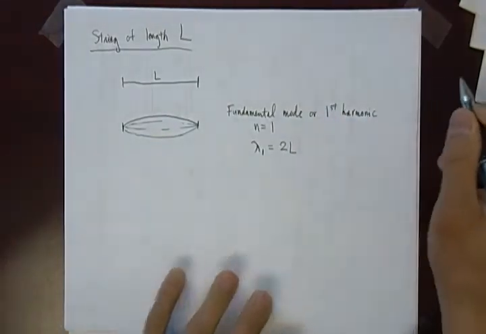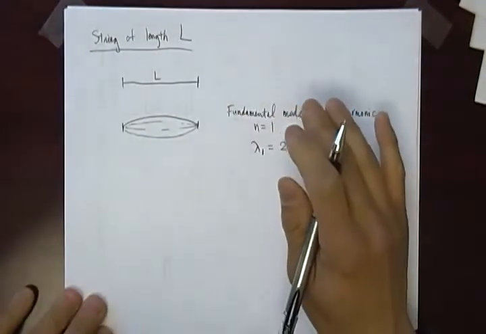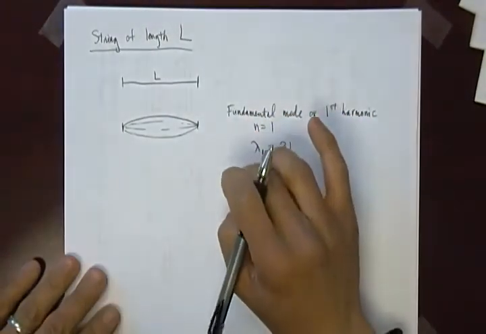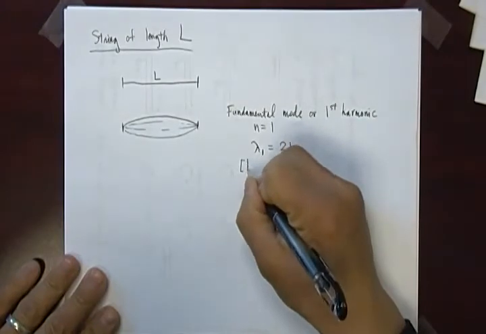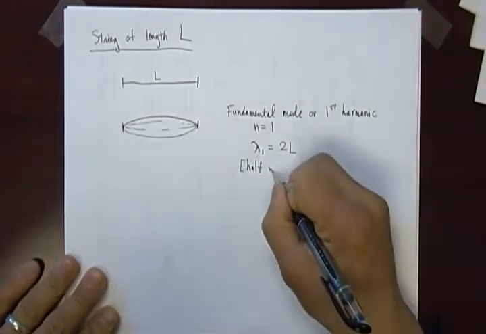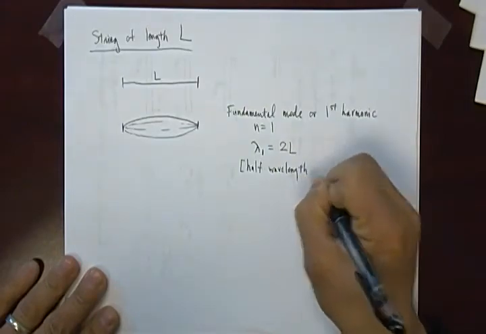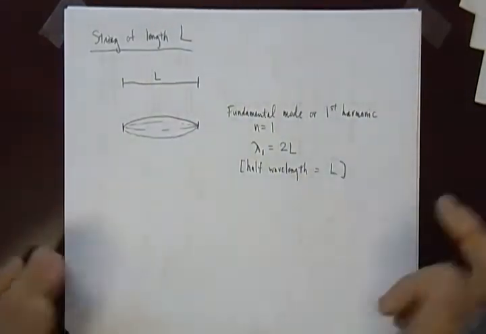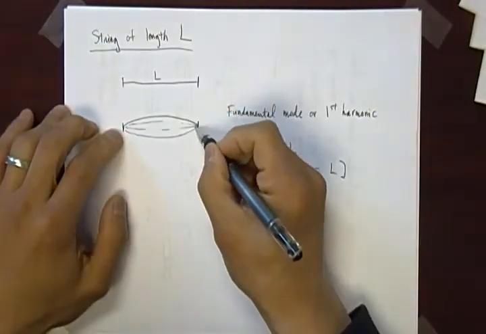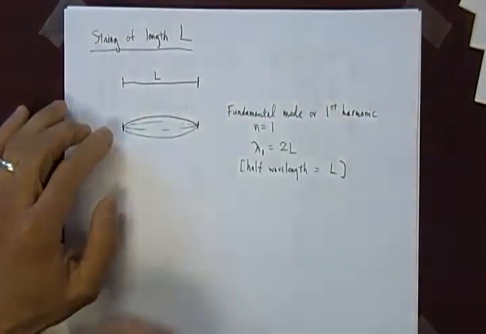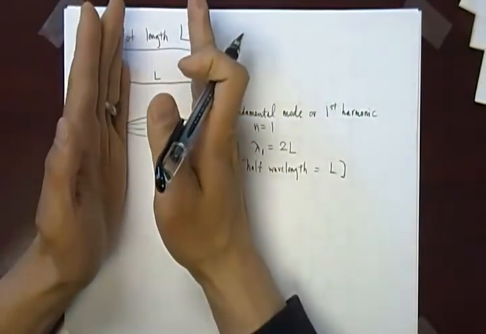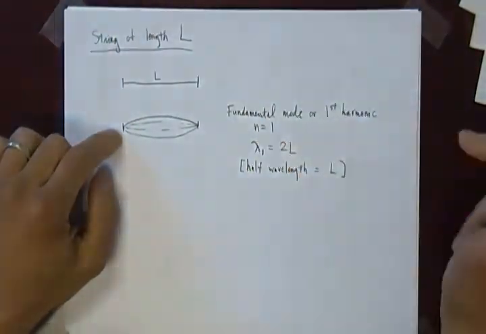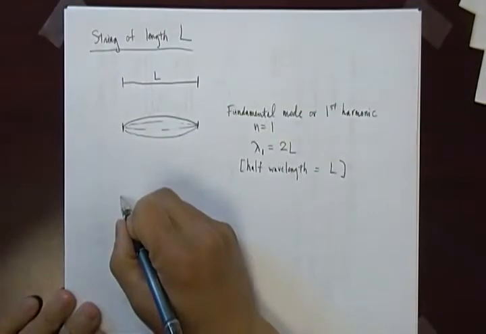All right. Now, I'll say some things, and I'll do the derivation. Once I do the derivation, you'll know how I came up with this lambda 1 equals 2L. But I'll just put in a little helper statement here saying that half wavelength equals L. Okay, how do I see it's half a wavelength? Because this thing is half a sine wave. Half a cycle of the sine wave. It's just one half of it. So half wavelength fits in the length L. So therefore, a full wavelength must be 2L. That's how that goes.